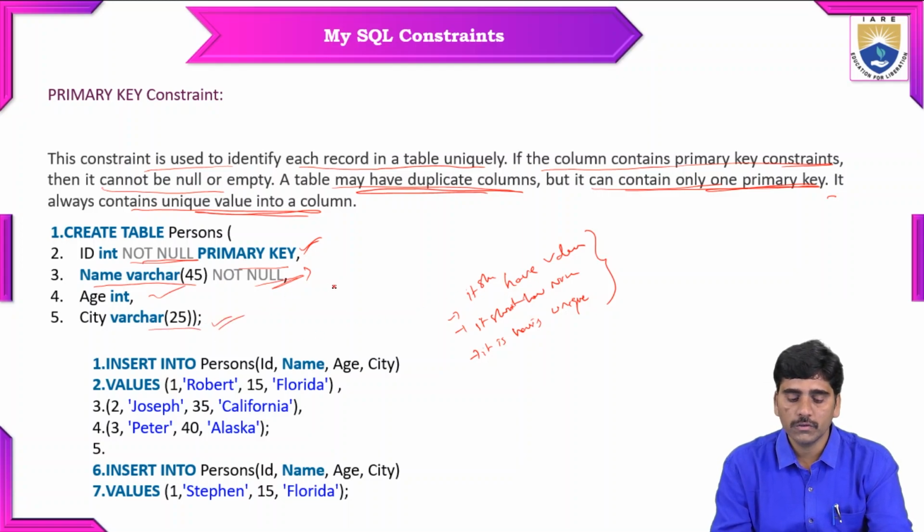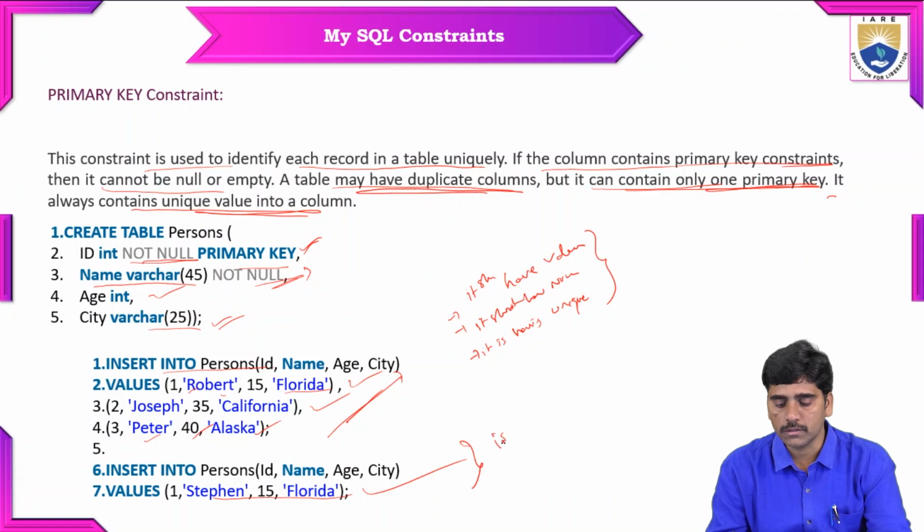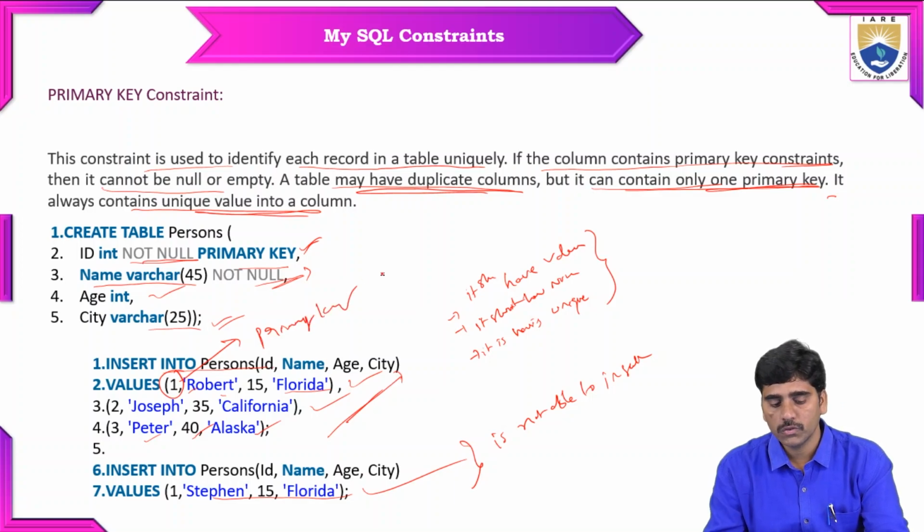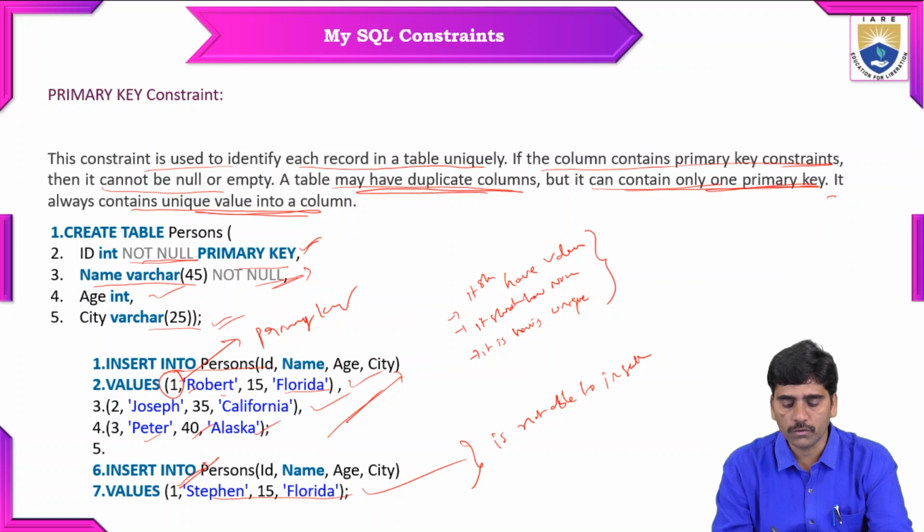Now if I try to insert into persons ID, name, age, city, the values 1 Robert 15 Florida is inserted, 2 Joseph 35 California is inserted, and 3 Peter 40 Alaska is also inserted. But whenever I try to insert the same ID with 1 Stephen 15 Florida, it is not able to insert, because the value 1 is already inserted as a primary key.